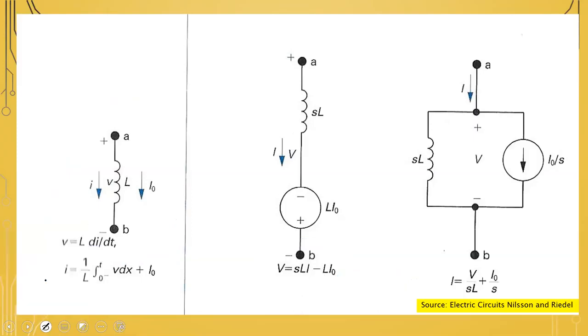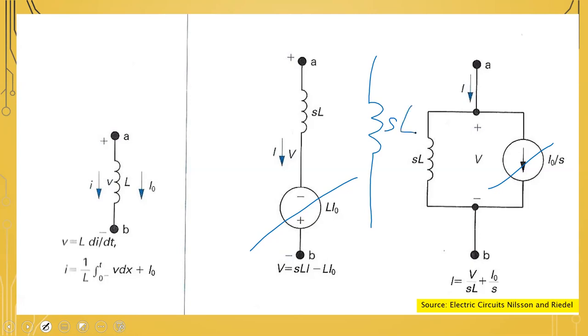Now, what I want you to take note of is that let us assume that the initial current through the inductor is 0. Yes? We assume that the initial current is 0. Then it means that this would be eliminated and this would be eliminated. So the voltage source and the current source would be eliminated. Fair enough? Now, if those are eliminated, what we're left with is an inductor, which is sL.